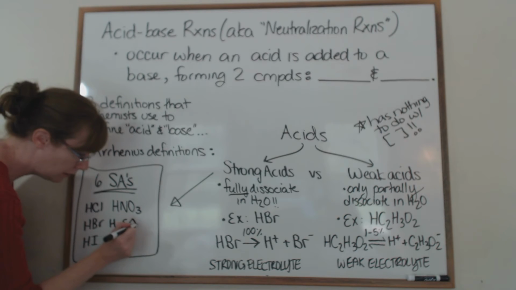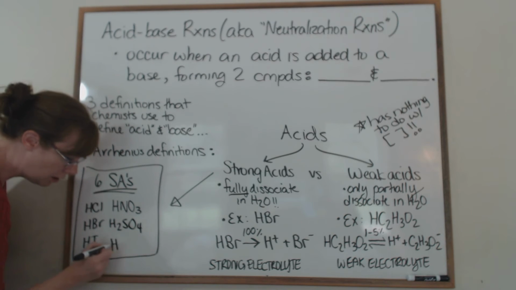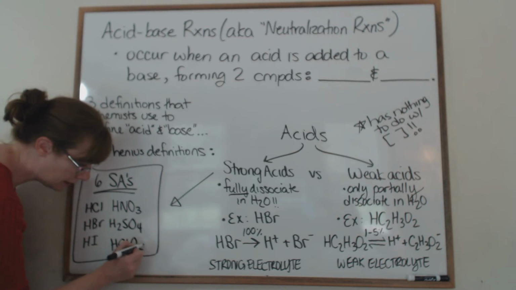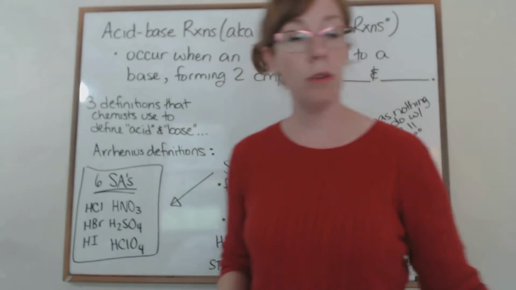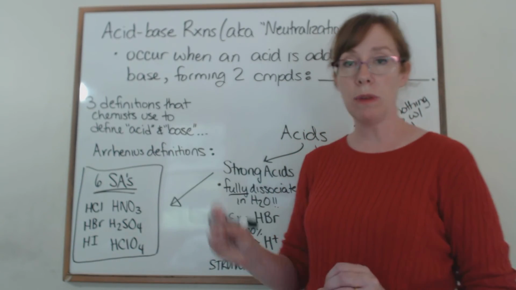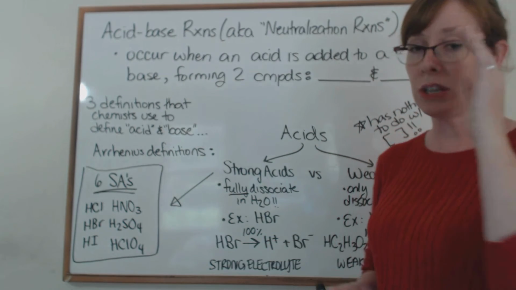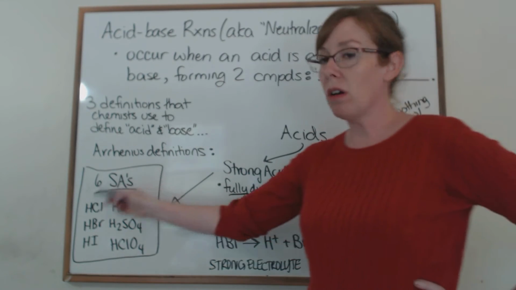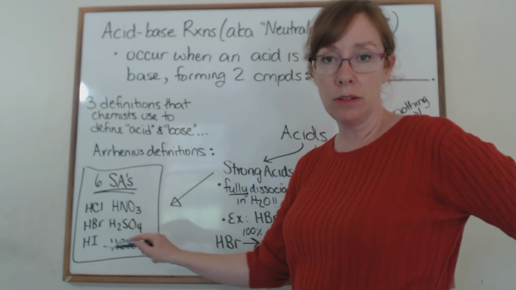Sulfuric acid and perchloric acid. Those are the 6 strong acids. You want to have that memorized. That's an important distinction. So these are also going to be strong electrolytes, okay?